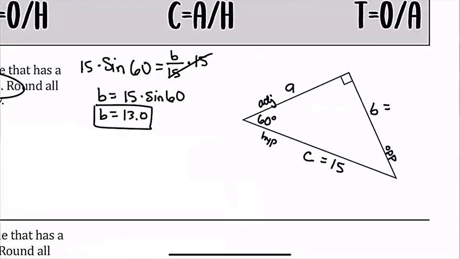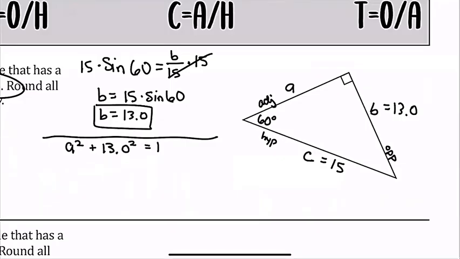So I now have this side here. It's 13.0. The only one I have left is A. So to find A, now I have two sides of my triangle. I don't need to do another ratio. I can just use the Pythagorean theorem. A squared plus B squared equals C squared. And then just solve for A like we've been doing the last couple days.